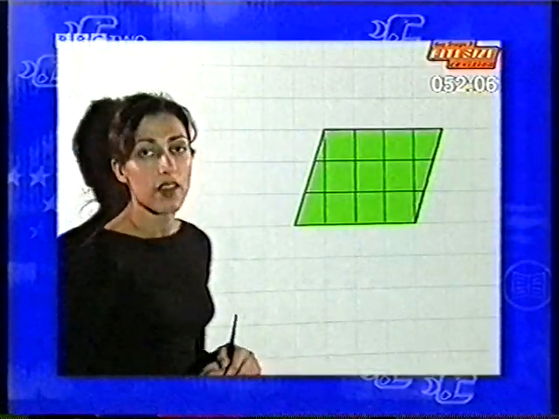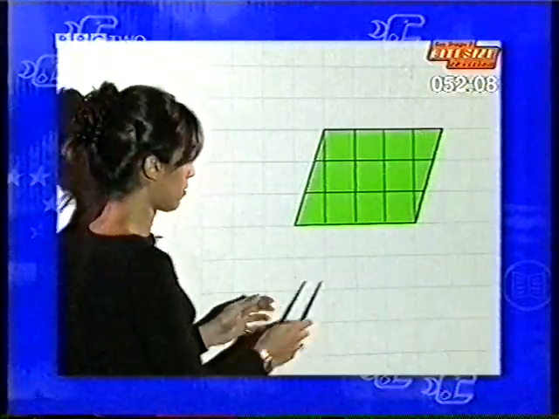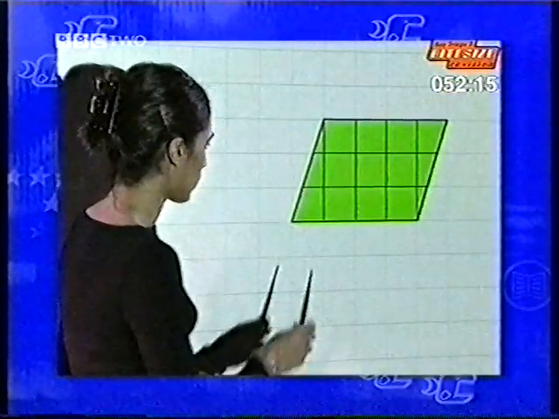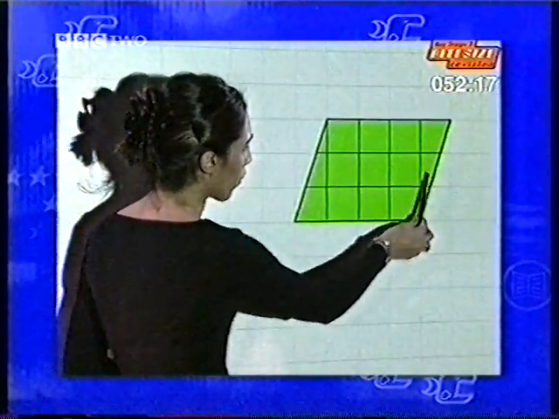First thing we do is we count the number of whole squares that we've got. So we've got 1, 2, 3, 4, 5, 6, 7, 8, 9 whole squares. Now let's count the part squares. It's 1, 2, 3, 4, 5, 6.